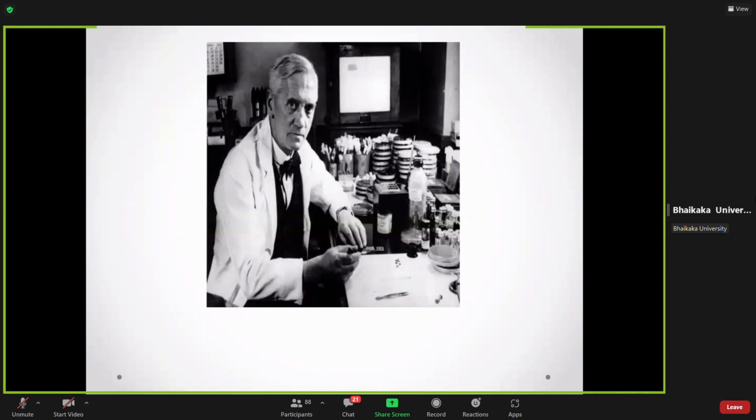Who is he? Anyone knows him? Who is this fellow visible in this picture? You must have seen the photograph. Yes, Alexander Fleming. He is the individual who discovered the dramatic compound. He was the first to discover the antibiotic penicillin.